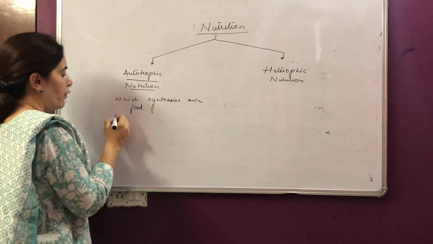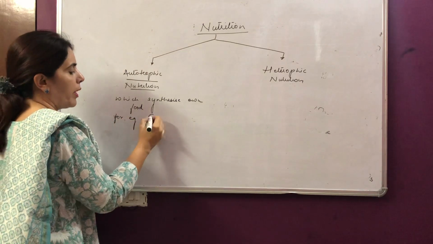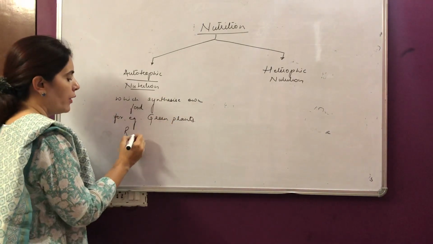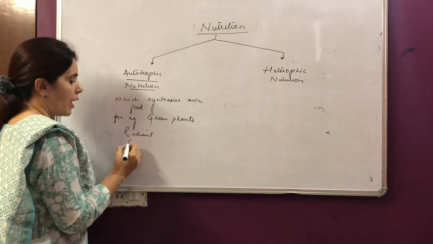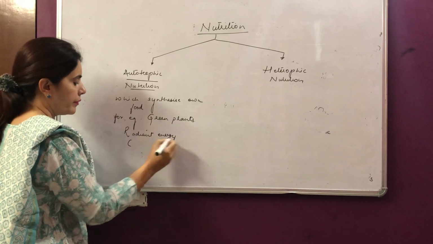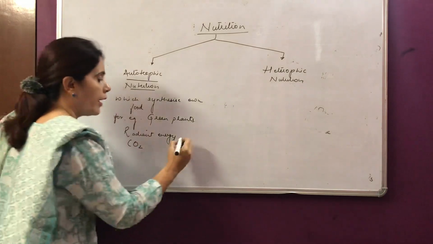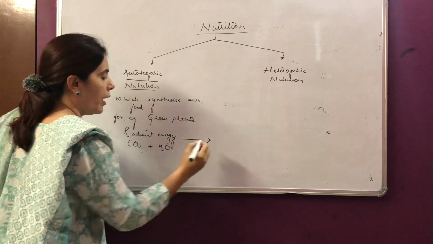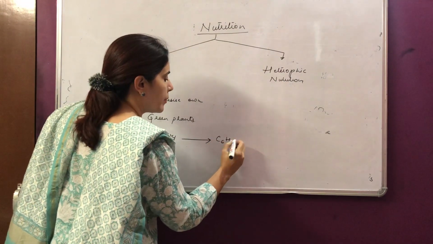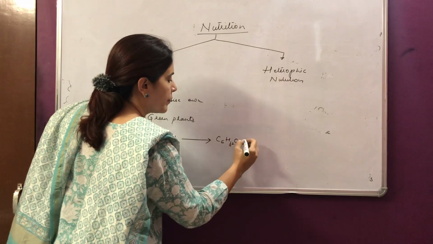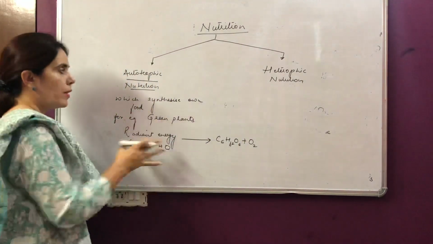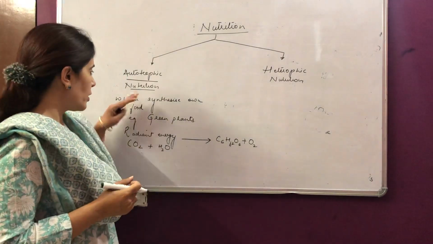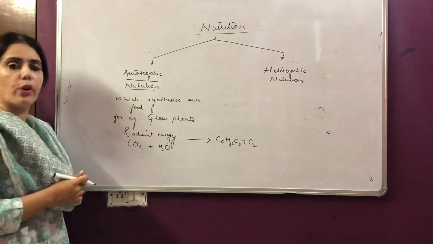For example, green plants. How do green plants synthesize their food? They synthesize their food with the help of radiant energy, carbon dioxide, right? They convert both these things and water into what? Glucose, and they release oxygen. So this is how they synthesize their own food. All green plants and some bacteria too, some chemosynthetic bacteria, also undergo autotrophic nutrition.